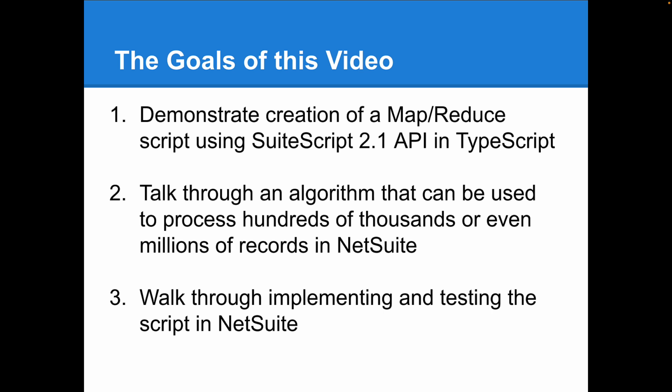And again, I'm going to walk through the creation of a MapReduce script that will inactivate large numbers of records. Basically, there are many ways you could try to do this task that wouldn't work. I'm going to talk you through an algorithm that you can use to process very large numbers of records. For example, I've processed up to 2.5 million records in production NetSuite accounts using this script.